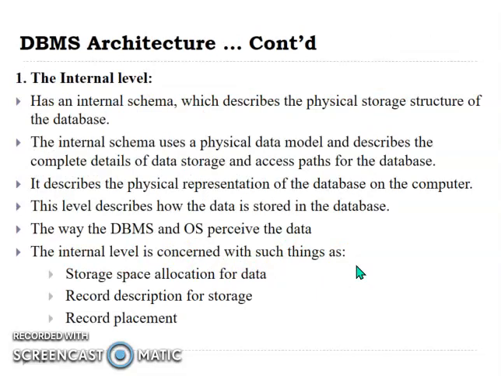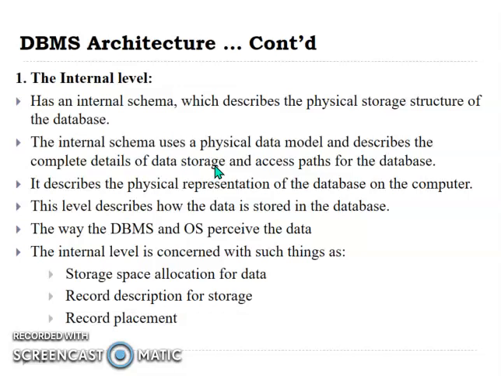The first level is the internal level. What is the internal level? An internal schema describes the physical storage structure of a database. One of the main goals of this internal level is to describe the physical storage structure. The internal schema also uses physical data modeling and describes complete details of storage and access paths of the database. That means this internal level is more concerned with the physical storage structure of a database.